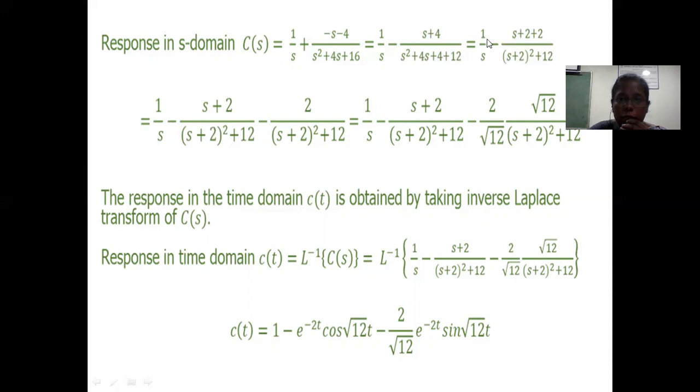Now, after this, I'm just segregating the terms: 1 by s minus (s plus 2) divided by the denominator term, minus 2 divided by the denominator term, right? Because I'm taking this negative sign also. Now, after this is actually C of s, right?